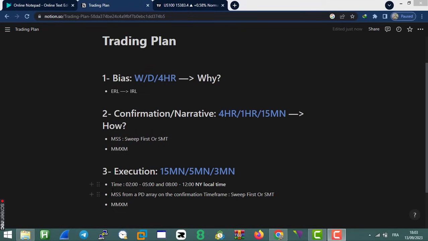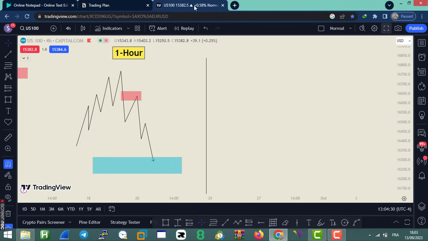We want to see a market structure shift from a PD array on the confirmation time frame. What do we mean by that? So let's project this leg right here, this retracement leg to a PD array on the 1 hour. So on the 1 hour we have a market structure shift. This market structure shift, if it is energetic, and we want to see it energetic, it will leave some kind of PD arrays like a fair value gap, an order block or breaker block.